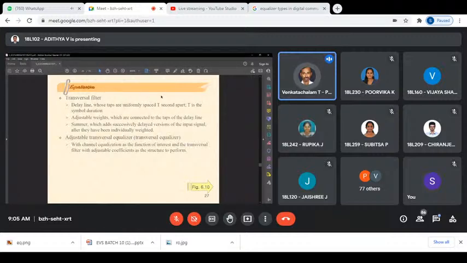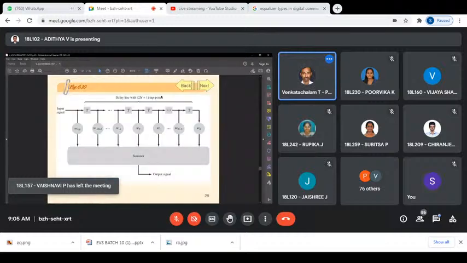So we spoke about this transversal filter, delay lines in the equalizer. Yes, I showed you this diagram already. This corresponds to the delay and then the weights. You have a summer. This is the tapped delay line equalizer. Next page. The other name is transversal filter, not traversal filter, transversal filter.